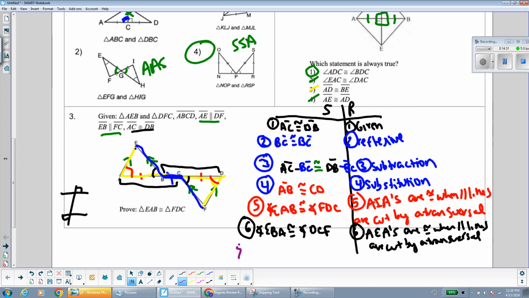And now we have all the information that we need to say that the two triangles are congruent to each other. The two triangles are congruent to each other by ASA because we have two congruent pairs of angles with a congruent side in between.